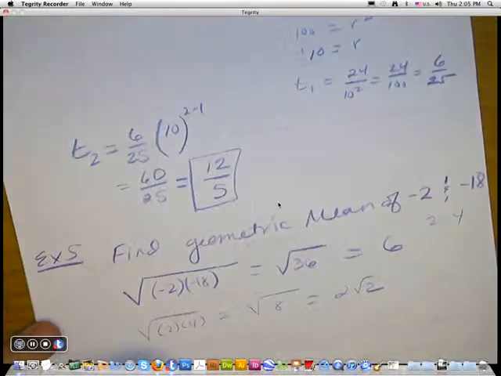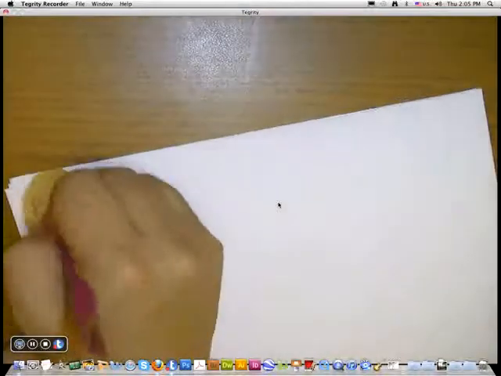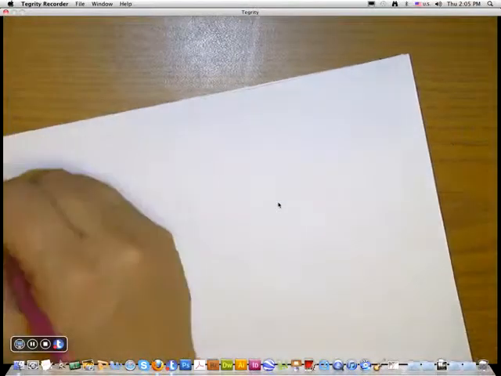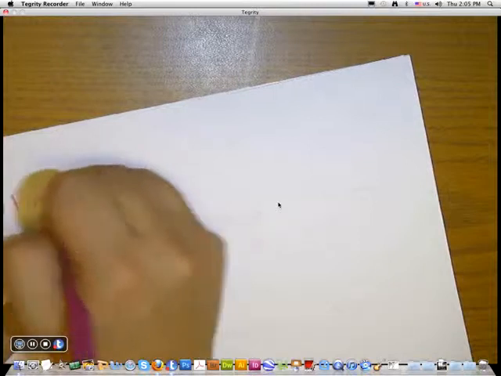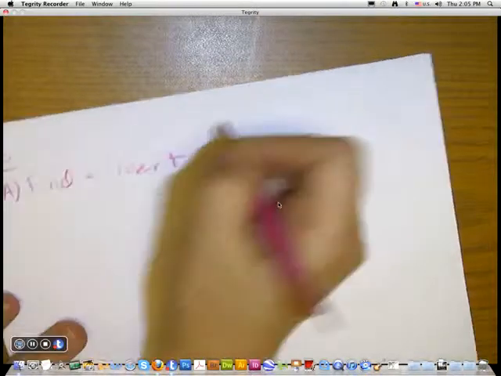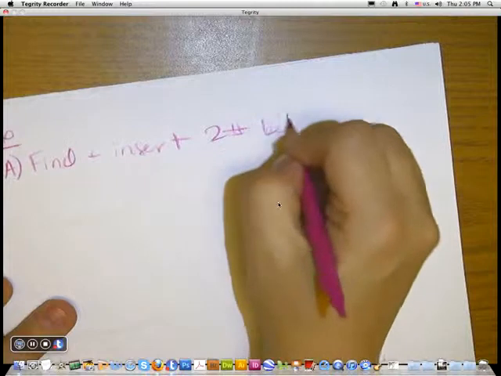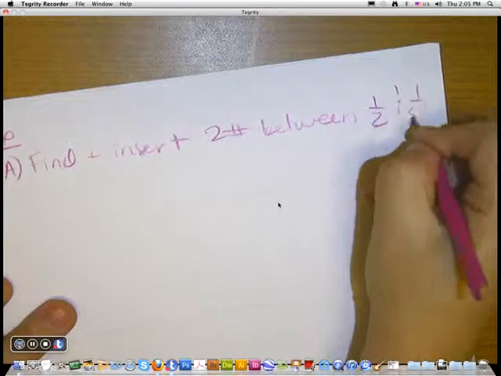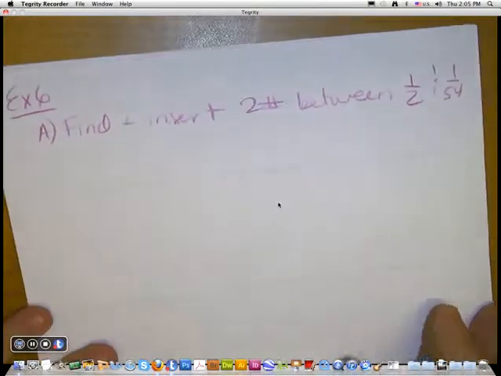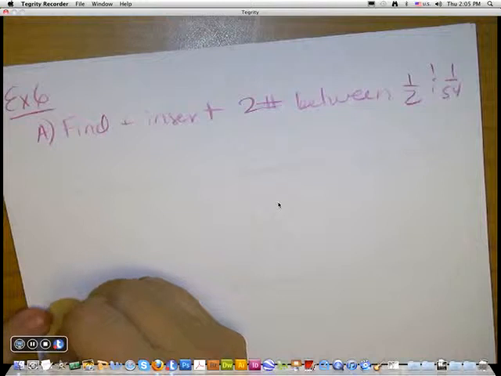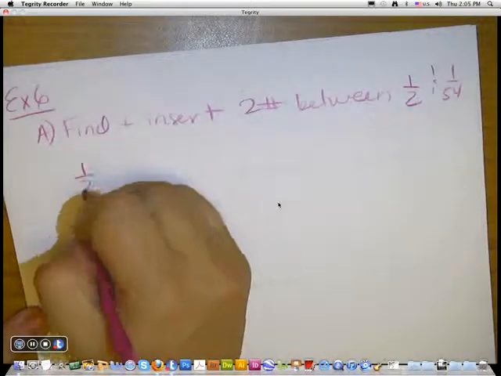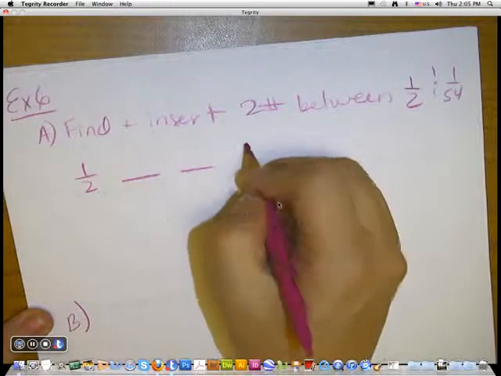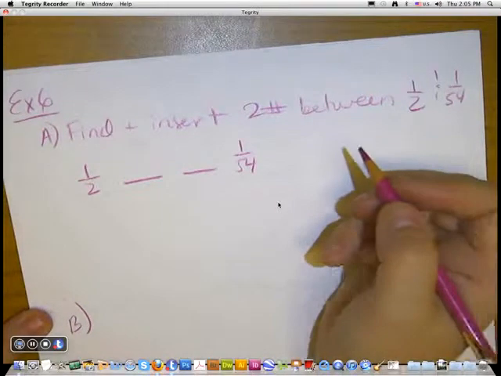Last one. Example 6 here. Part A, we're going to find and insert two numbers between 1/2 and 1/54. Then we'll do part B. So we have 1/2. We're going to put two numbers in between them. And then we're going to come up with 1/54.